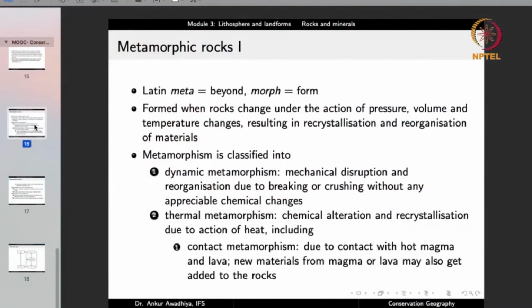Now, the third category of rocks is metamorphic rock. Meta is beyond, morph is form.